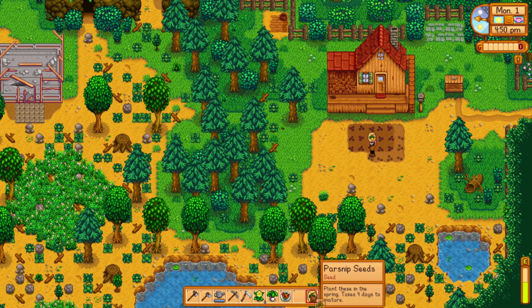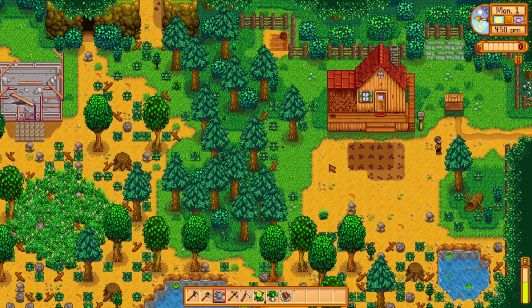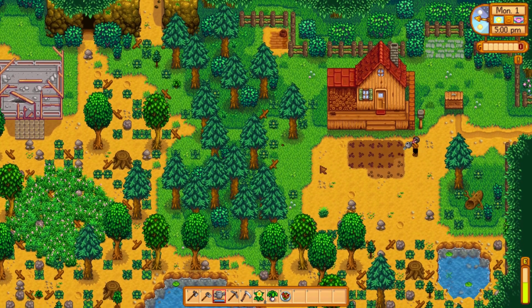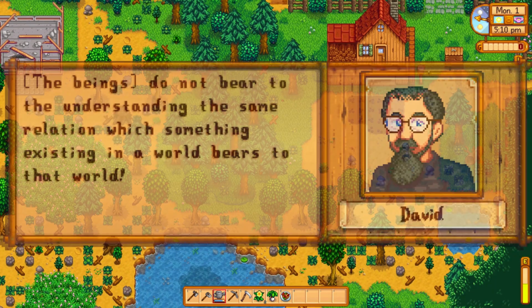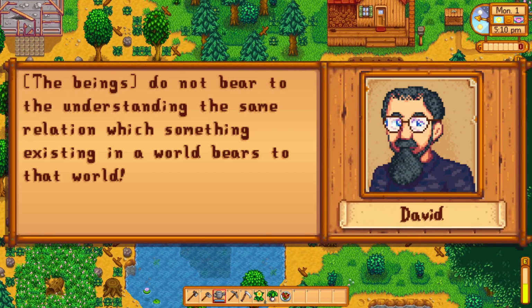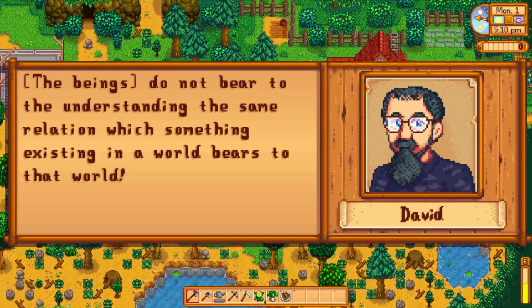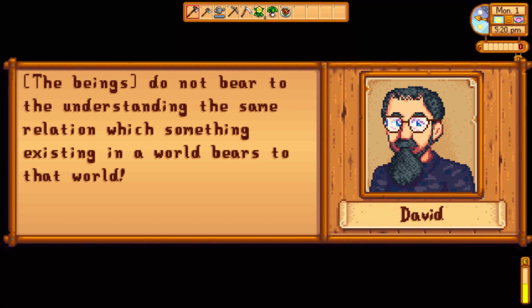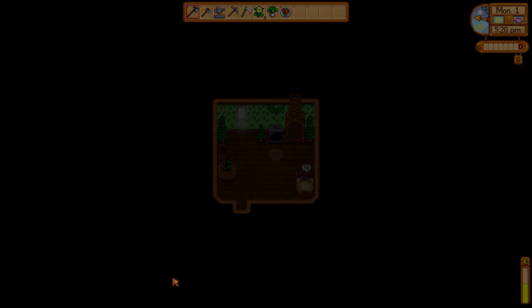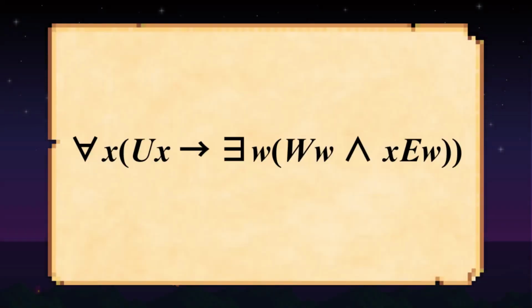The reason why we use uppercase U to specifically mean understandable is to avoid treating the understanding as a world in and of itself. As Lewis himself says, "The beings do not bear to the understanding the same relation which something existing in a world bears to that world." With our symbols in position, here is Lewis's translation of a premise.